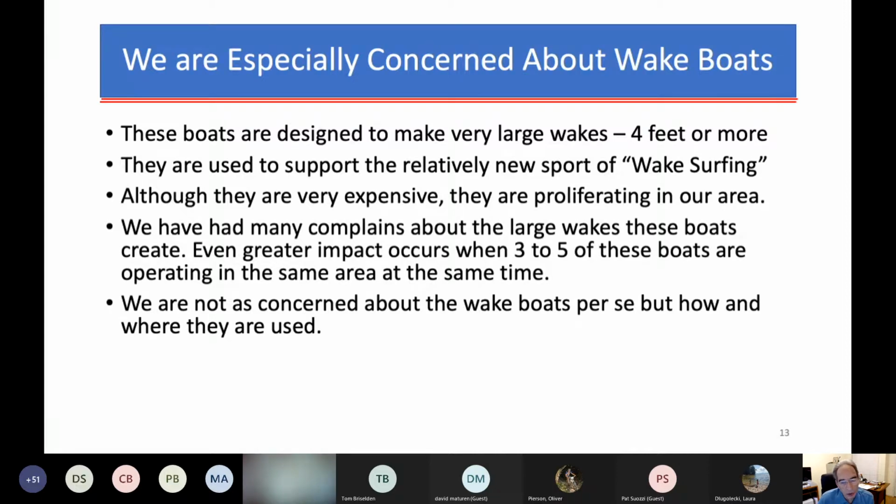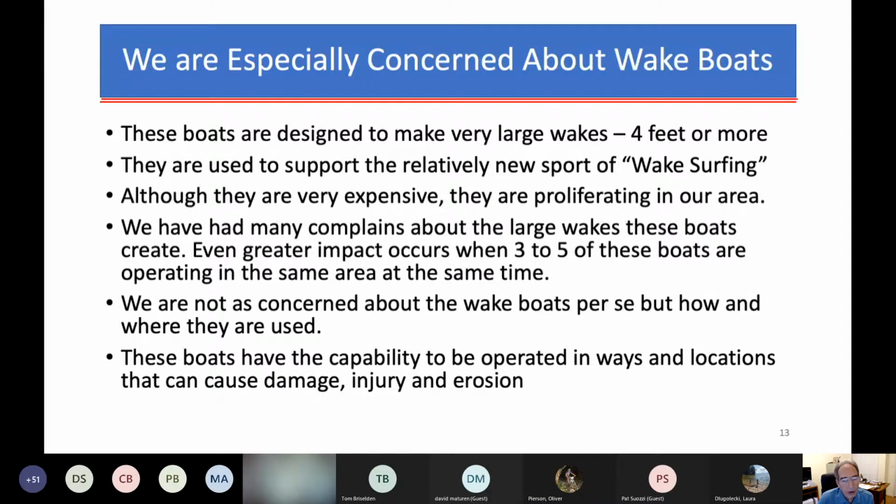And when you get 3 to 5 of these boats operating in the same area at the same time, you get a violent, turbulent wave action on the lake. And the waves can actually be 2 times as high as a standalone wave. As you may know, waves add and subtract, and when these boats are circling or whatever they're doing, they can create a very violent, turbulent atmosphere with waves.